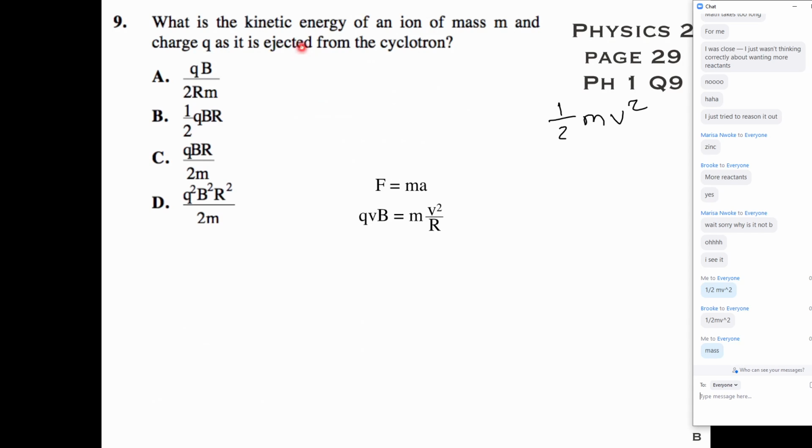When you have a cyclotron or anything with a circular pathway, when it moves in a circle, I need circle force. The force moving around a circle, QV cross B, that's magnetic force, mv squared over r. Can I solve for velocity using that relationship?